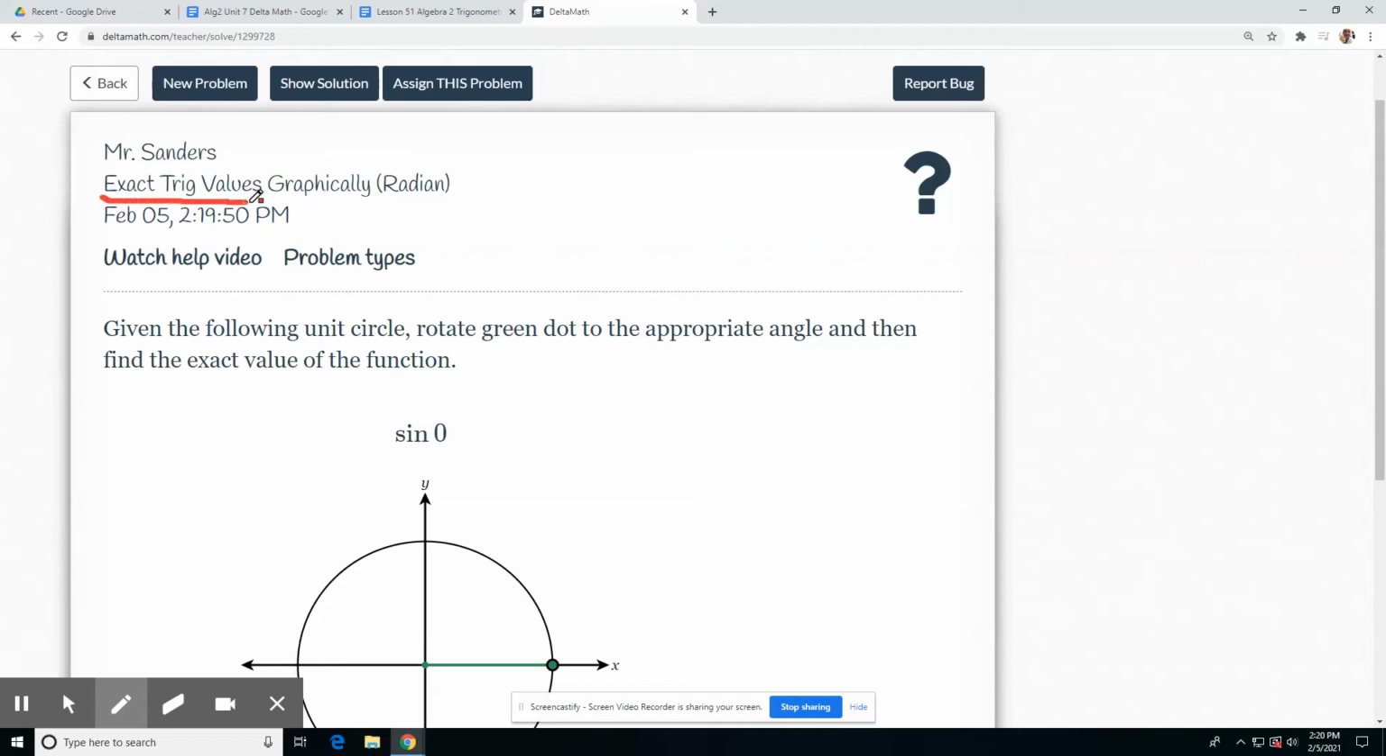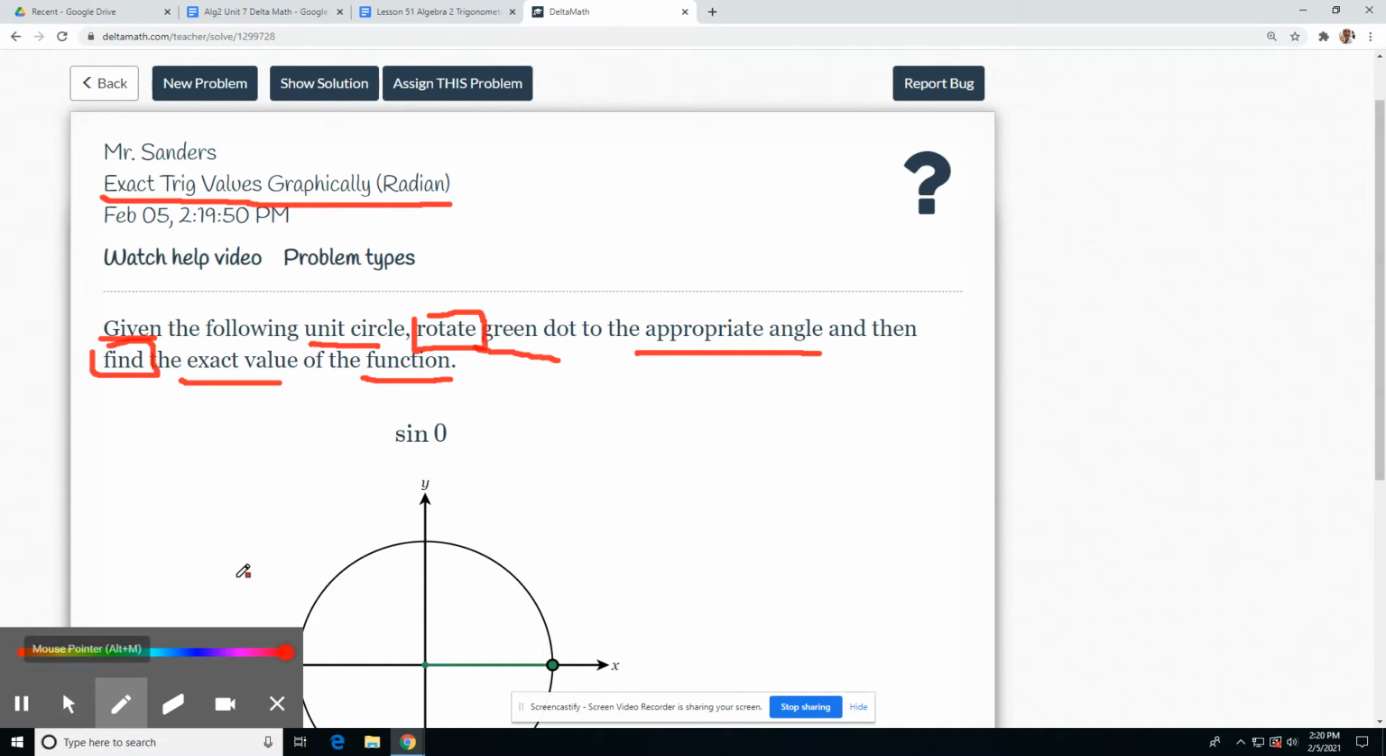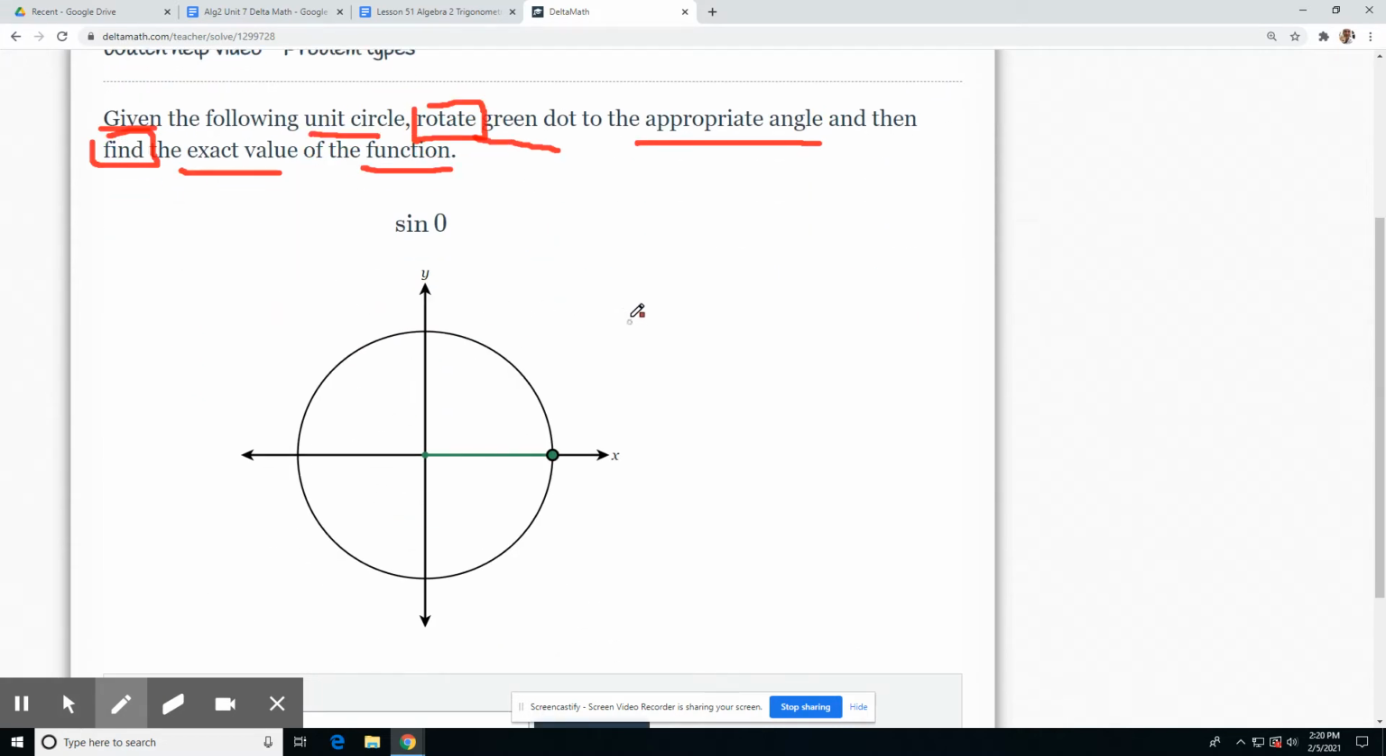We're finding exact trig values graphically in forms of radians. So we are given the following unit circle. We are asked to rotate the green dot to the appropriate angle and then find the exact value of the function. Okay, so the first one here looks like we're at sine of 0.